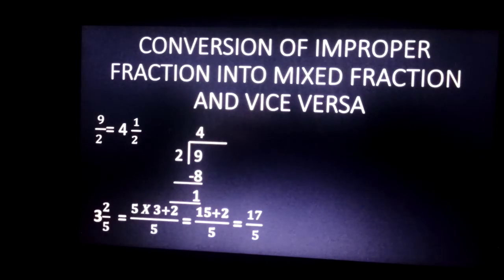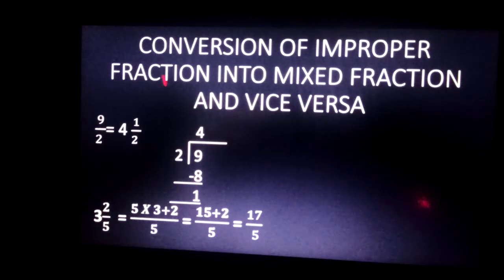Now how to convert improper fraction into mixed fraction. Now what is an improper fraction? An improper fraction is a fraction where the numerator is greater than the denominator. So what you need to do, first of all, you will divide the numerator by the denominator. When I divided it, I got 4 as the quotient and 1 as the remainder.